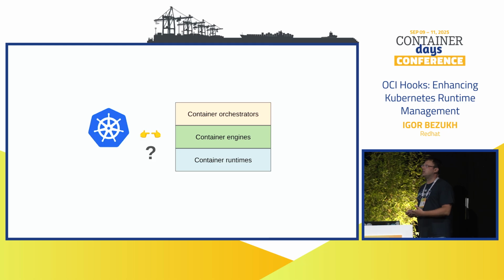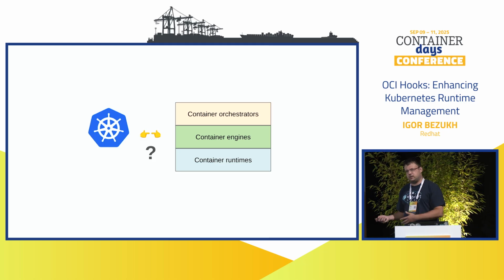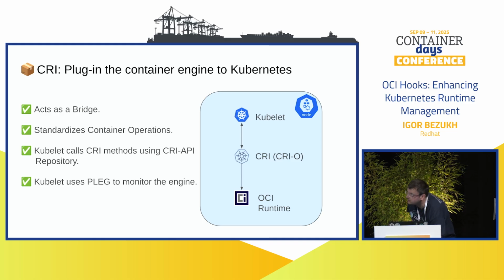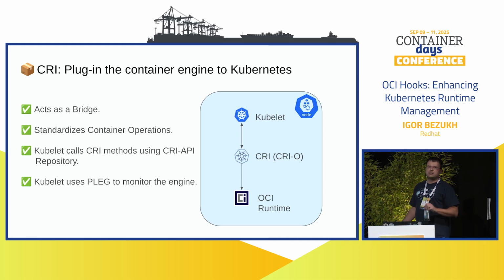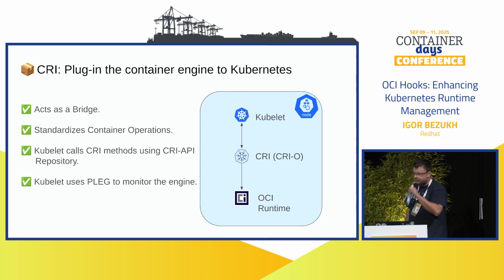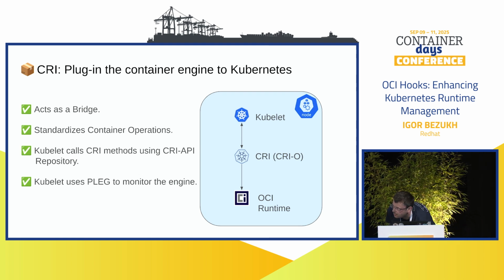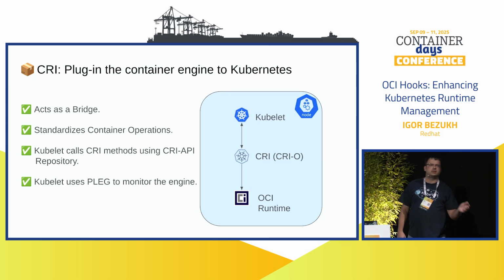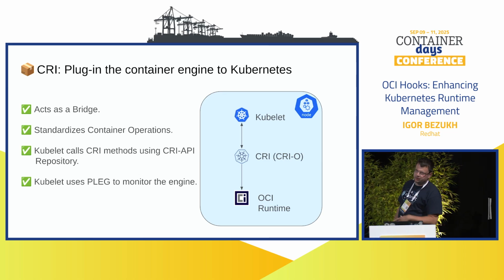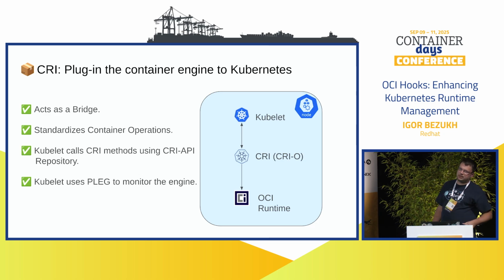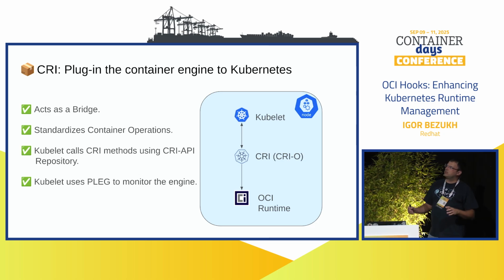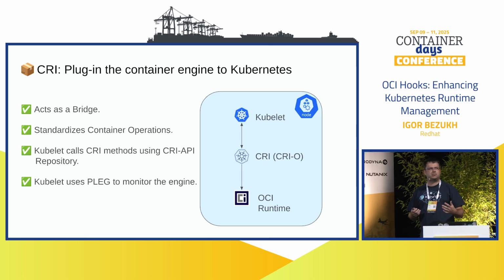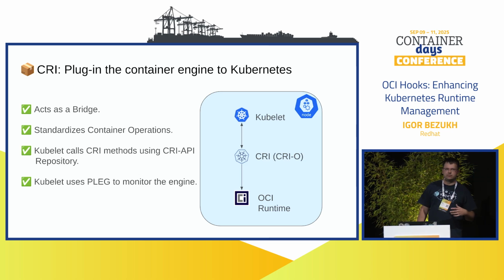So how does the orchestrator communicate with the engines? In Kubernetes, you have plugin systems. You have a few of them. For storage, for example, you have the Container Storage Interface, and the Container Networking Interface. We will talk about the Container Runtime Interface. The Container Runtime Interface is a communication standard between the orchestrator and the engine.